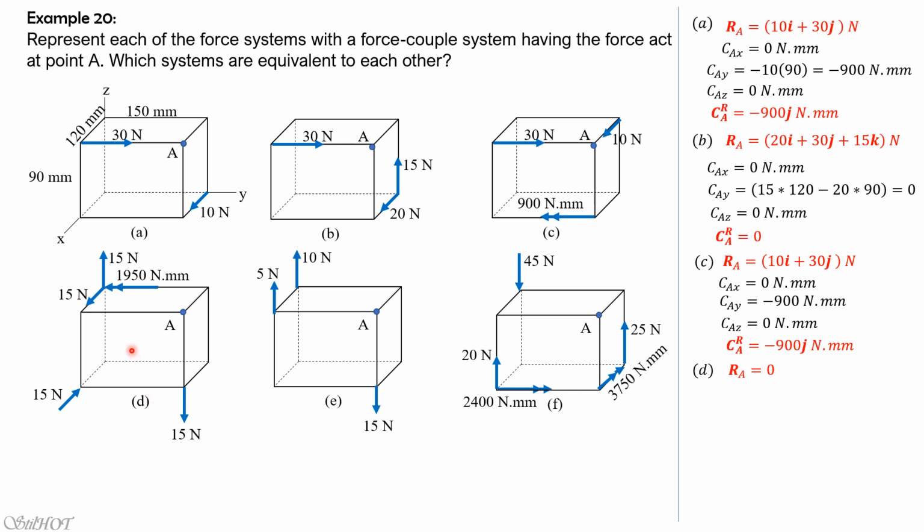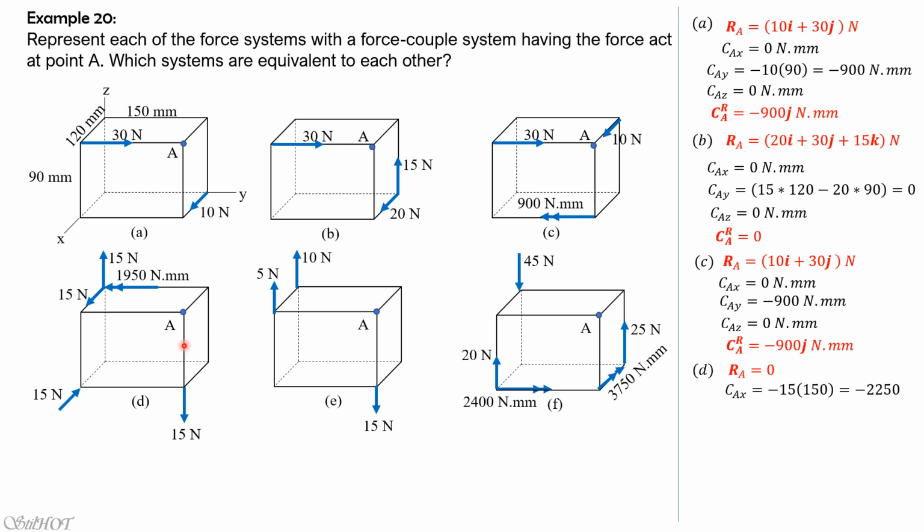Then for the couple about the AX axis, these two 15s here are parallel, so none. Applying the right thumb rule, this 15 Newton force passes through AX, so it's 0. But this 15 here will produce a moment about AX. By the right thumb rule, it's negative 15 times 150. So that's the couple about the AX axis.